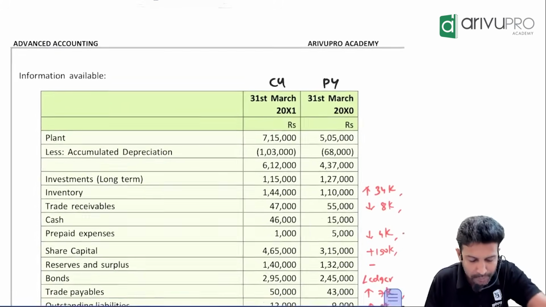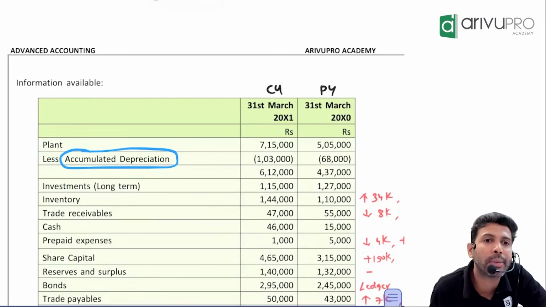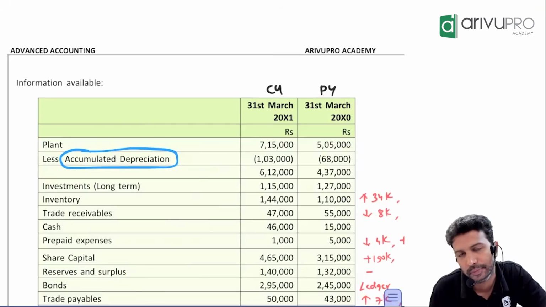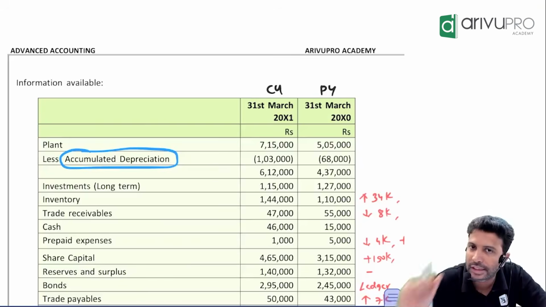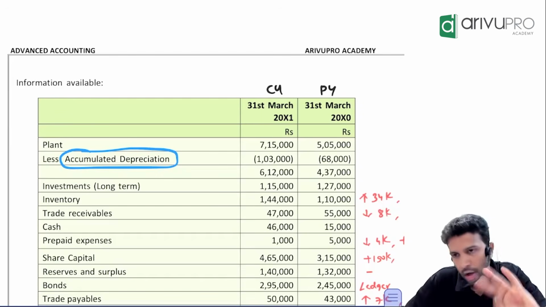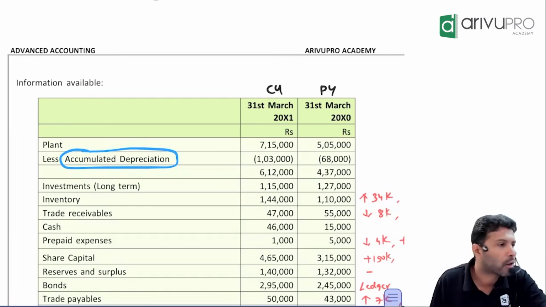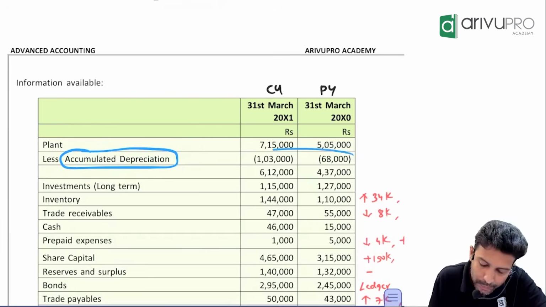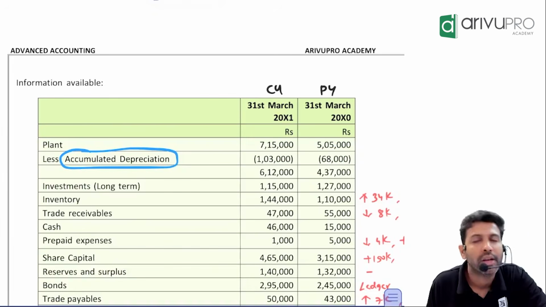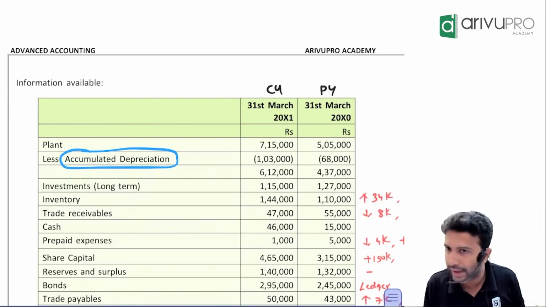Now, first observation: they gave plant, and they gave accumulated depreciation. We have two methods of accounting depreciation. What are those? Charge or provision for depreciation. Another name for provision for depreciation is accumulated depreciation. Here, accumulated depreciation data is given. So, charge method, accumulated method.